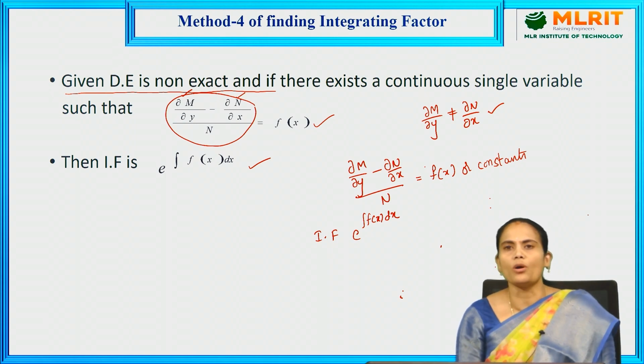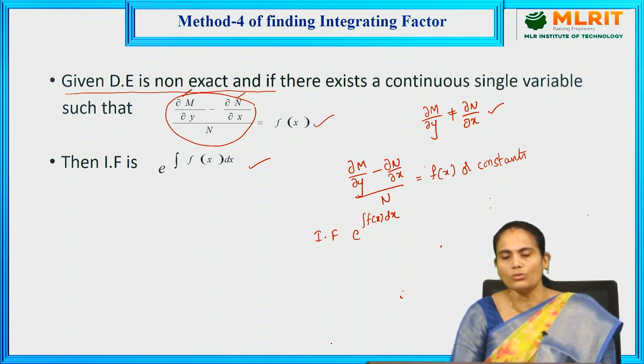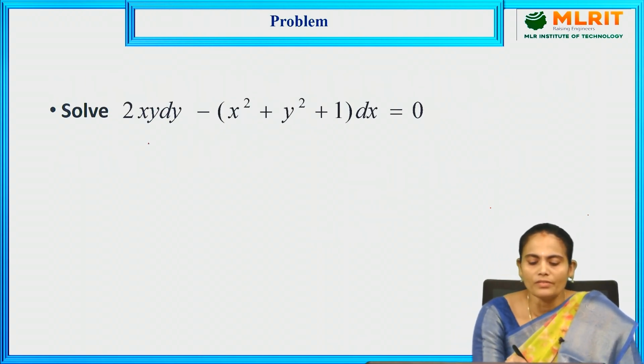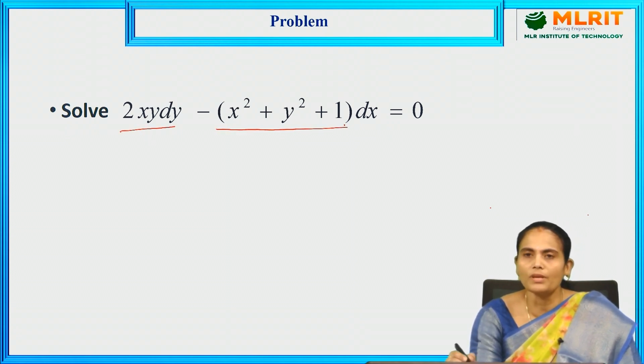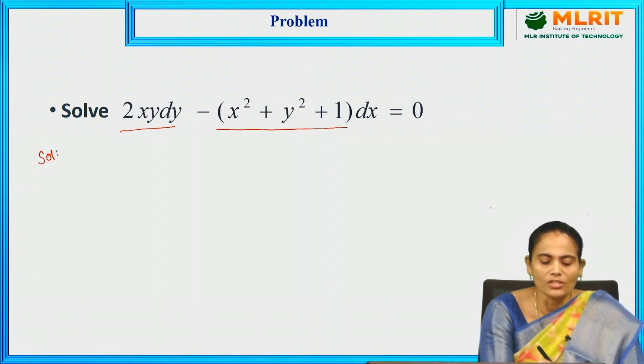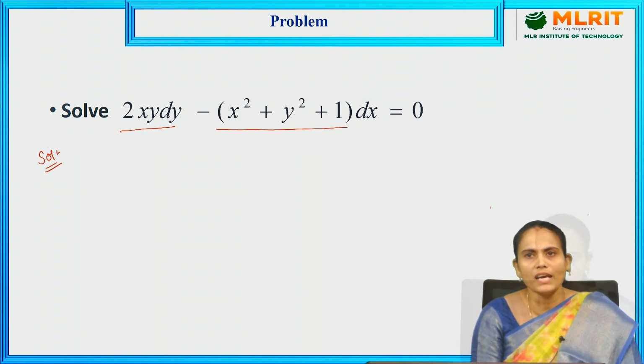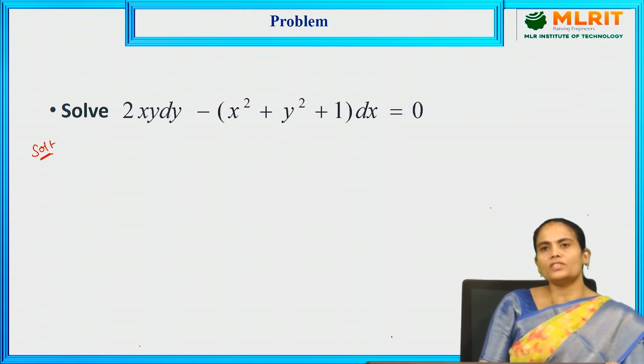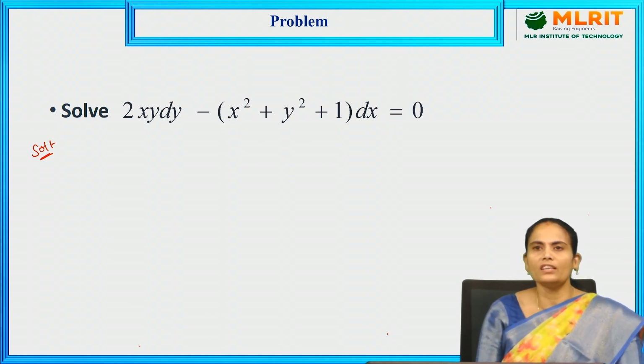Now let us see one problem on finding an integrating factor using this method. Solve 2xy dy minus (x square plus y square plus 1) dx equals 0. First verify whether the given differential equation is of the form M dx plus N dy equals 0, and write it in that form.